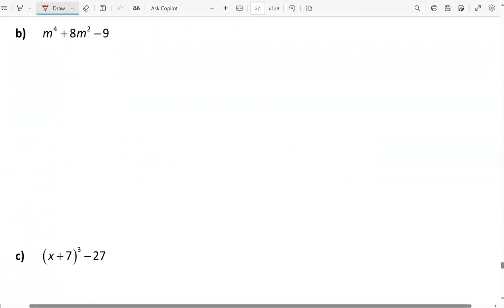In B, we have something that can be factored as a trinomial. It's in the proper order, first of all. M to the 4th comes first, m to the 2nd next, but there is no GCF to factor out, so in this case we're going to factor it as a trinomial. A times C is -9, and so my factors of -9 that add up to +8 are 9 and -1.